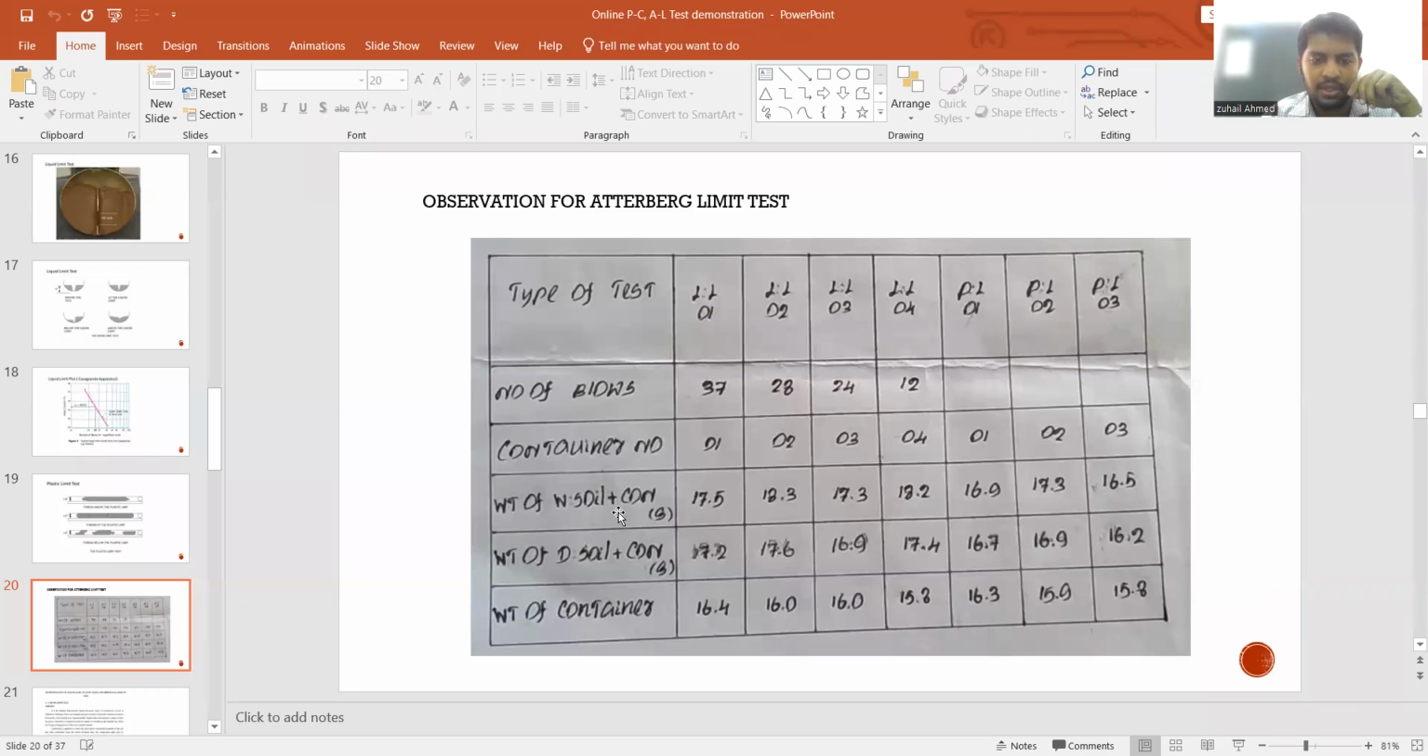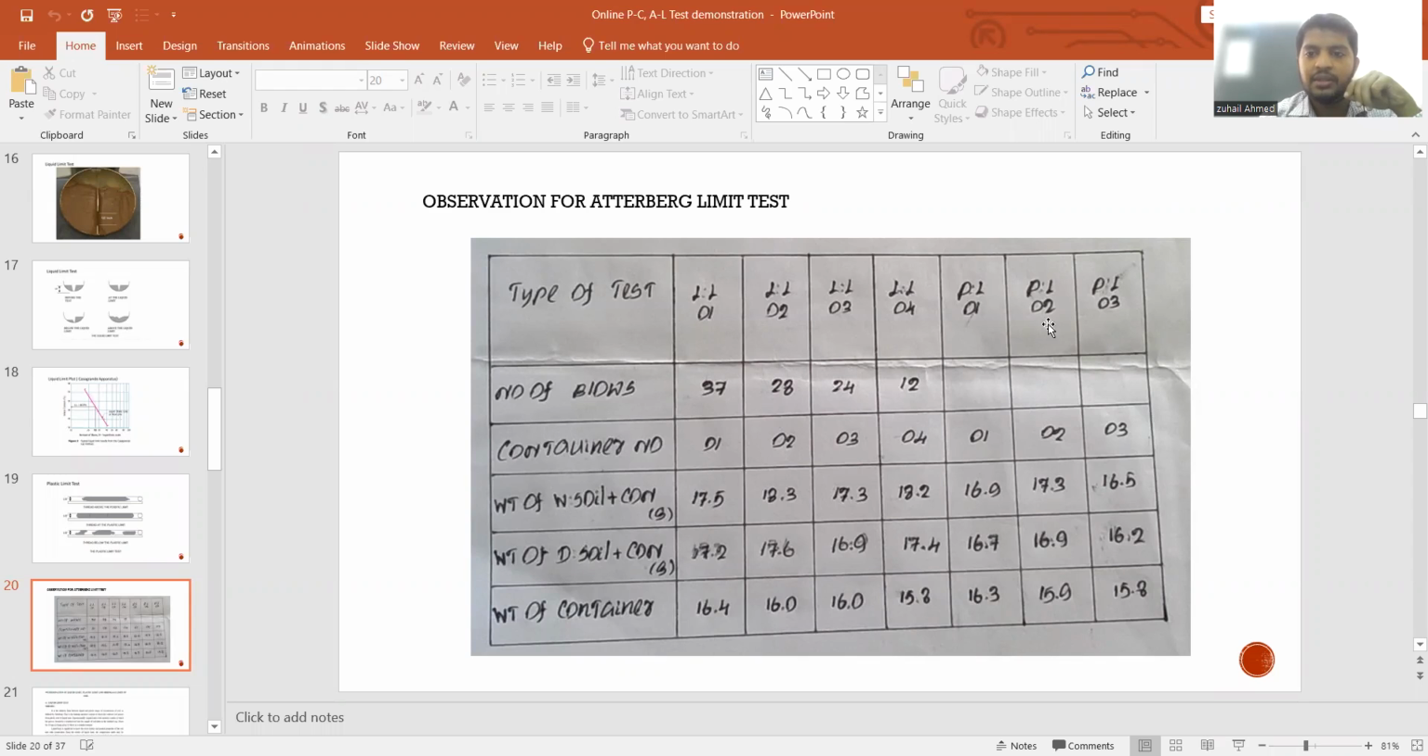Then the weight of the soil. Okay, weight of the wet soil plus container, you want to measure at the initial stage. After getting it from the oven, dry soil plus container, you can measure. Then the weight of the container you need. So through that you can calculate the moisture content of the particular sample, and you know the blows. So you can draw the graph. From that graph you can find the water content needed for 25 blows. So that is the liquid limit.